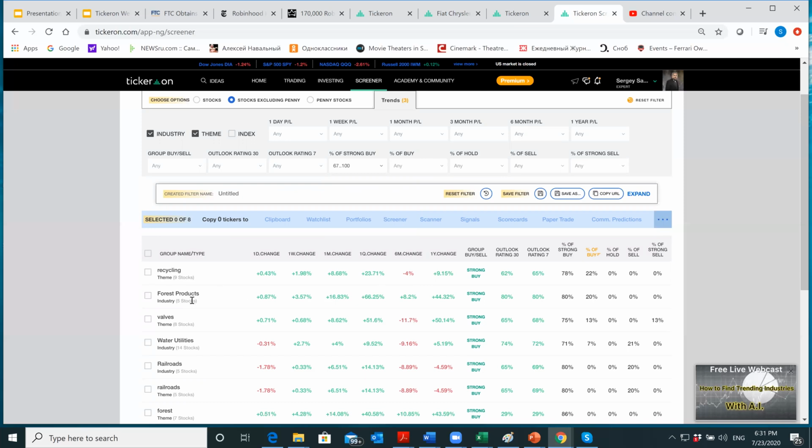Look at the next one, forest products, industry. So that was a theme, recycling. There's no such industry, but we created a theme, recycling. Forest products: wow, look, it is 44% for a year, 8% for 6 months, 66% within a quarter, and it is still a strong buy. 80% of strong buys inside of this industry and 20% just buys, zero others. Isn't it amazing that we found this? And did you find this type of idea that forest products are doing so well? I don't think so.